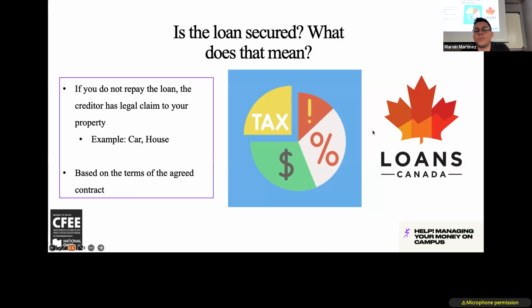So you also have to make sure, is the loan secure? What do we mean by a secure loan? A secure loan means if you do not repay the loan, the creditor has a legal claim to your assets. So they can take your house, your car, right? It depends also on the contract, so you have to be really careful. If you don't pay back, they will get your things, right? Your interest rate on a secure loan is usually lower, as the financial institution can take something of value from you. But beware, as you don't want to lose your car or your house to the bank, all right?